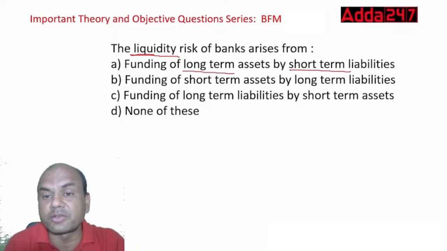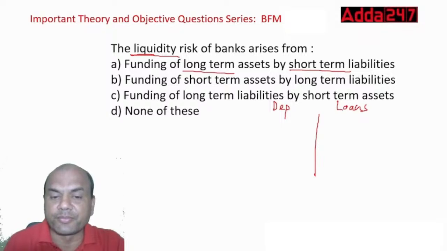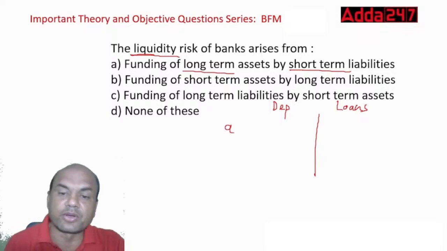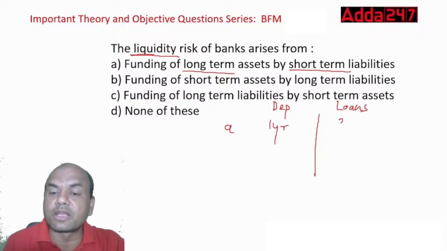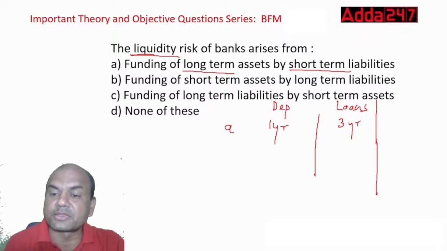What do you mean by this? Let's consider all these cases. Let's say this is deposits. Here liabilities means deposits, assets means loans. Now case A, funding of long-term assets by short-term liabilities means I'm having a deposit of 1 year and I'm giving a loan of 3 years. Will this create a liquidity risk for me? Just type yes or no over here.